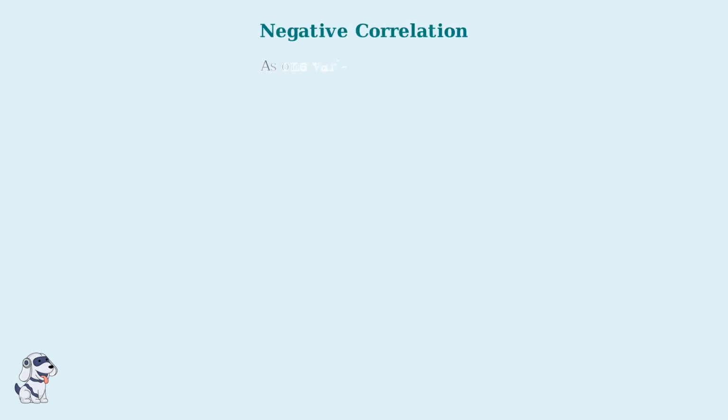A negative correlation means that as one variable increases, the other variable tends to decrease. They move in opposite directions.